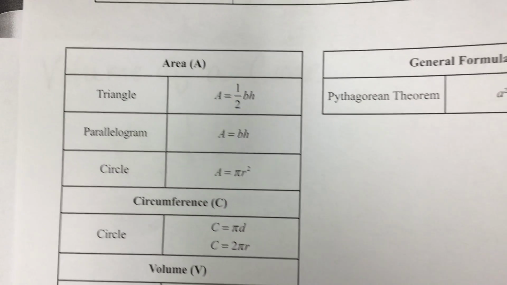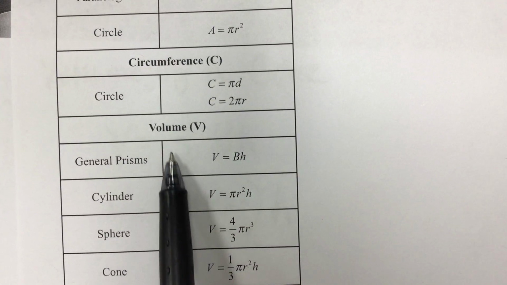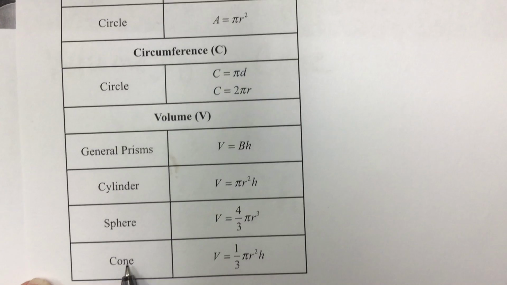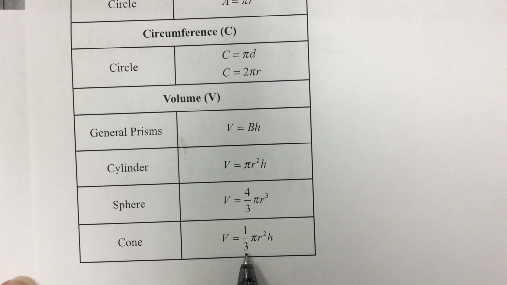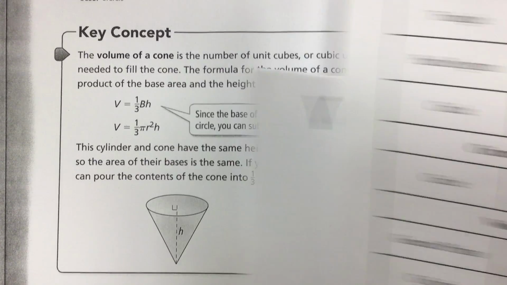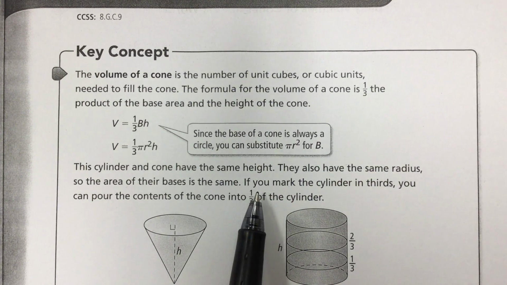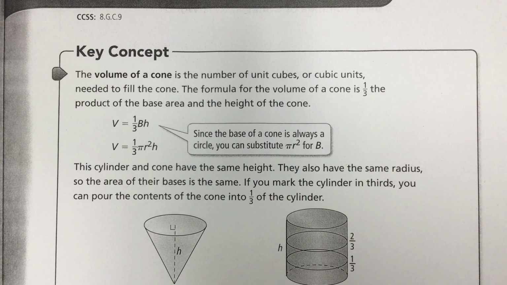Now remember, you have the area of a circle on your formula sheet, and the volume formula of a cone is also on your formula sheet. V is equal to 1/3 pi r squared h. So you will have this formula on your formula sheet, okay? The cylinder and the cone have the same height. They also have the same radius. So the area of their bases is the same. If you mark a cylinder in thirds, you can pour the contents of a cone into 1/3 of the cylinder.